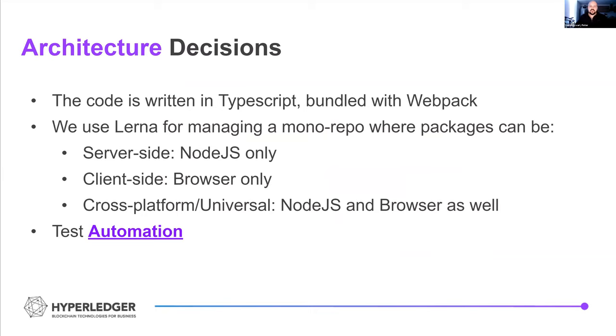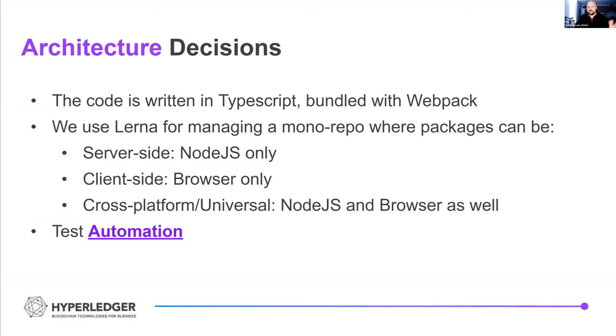And going even closer to the implementation details, a few architectural decisions we made is to have code written in TypeScript, bundled with Webpack so that the relevant packages that we have that make sense, they can actually be used not just on the backend in a Node.js environment, but also in the browser. And then all this is grouped into multiple packages in the same main GitHub Cactus repository, and all of that is managed through this tool called Lerna. And we just refer to that as the mono repo.